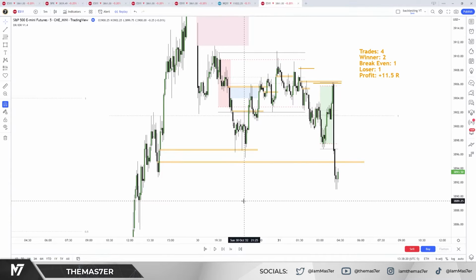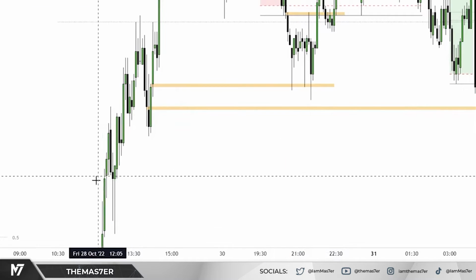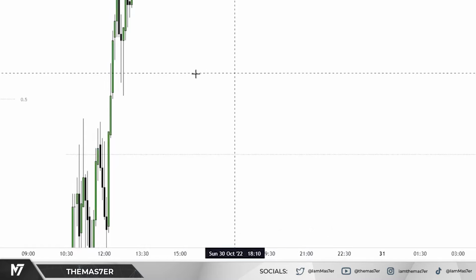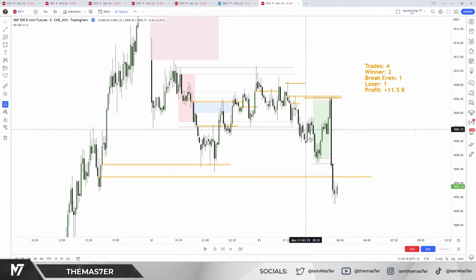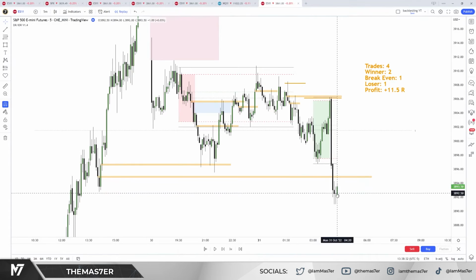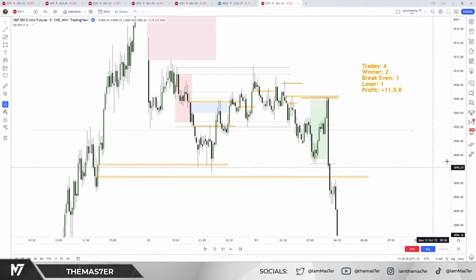The next volume imbalance is over here. As you can see, we have another one over here. So let's see what we will see. So far, ODR confirmation to the short side. So the only thing we are looking for right now is a short trade.